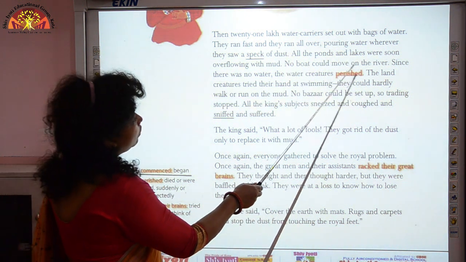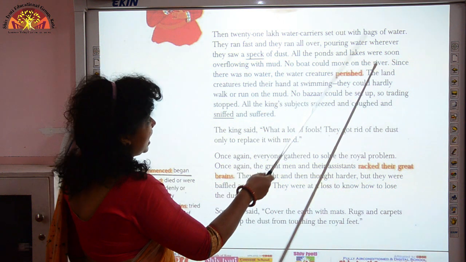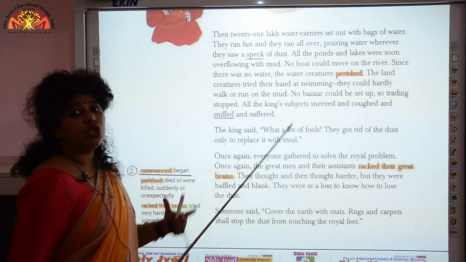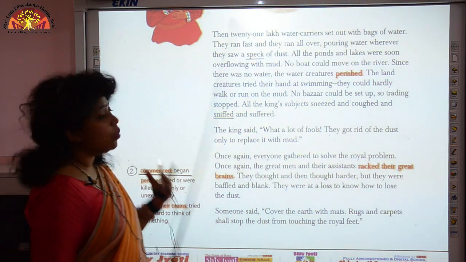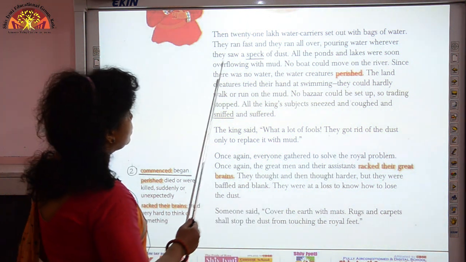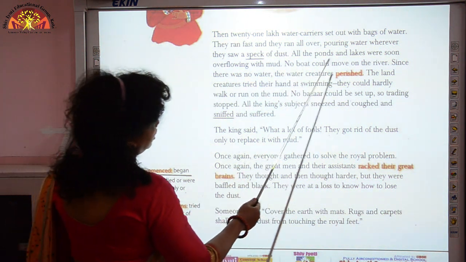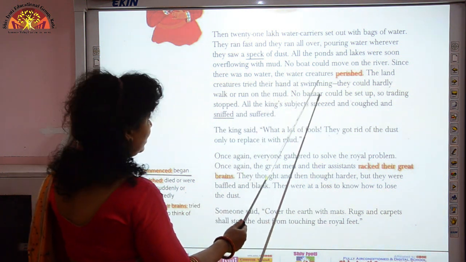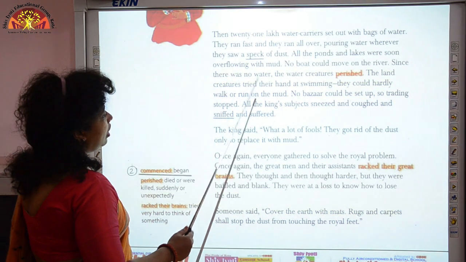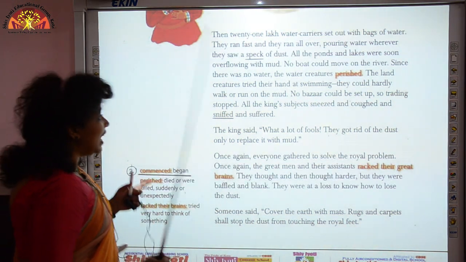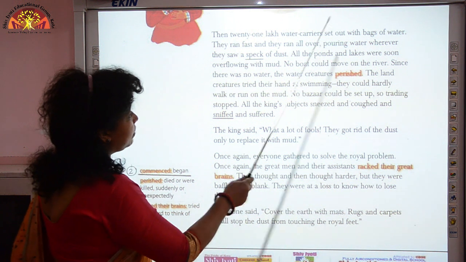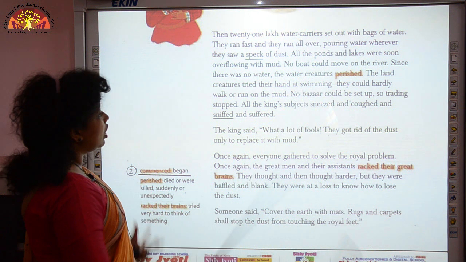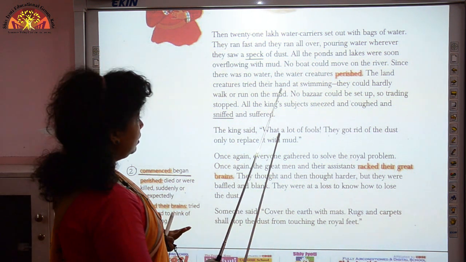No boat could move on the river. The ponds, lakes, rivers were all filled with mud, and because of that, boats could not move because there was no water anymore. Since there was no water, the water creatures perished or died. The land creatures tried their hand at swimming. They could hardly walk or run on the mud. That is, the land creatures could not swim in these ponds, lakes and rivers anymore, and they could not even walk or run on the mud.